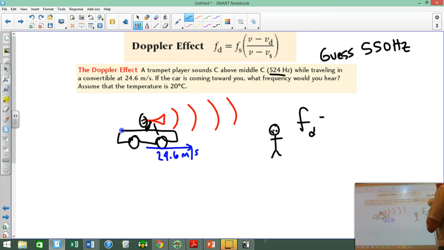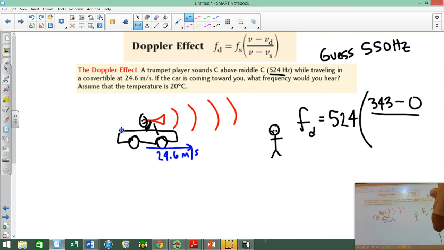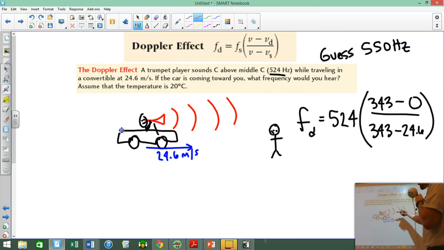The frequency that I detect is the frequency of the source, which is 524 hertz, times v, the velocity of sound, which is 343 meters per second, minus the velocity of the detector. I'm standing still, so I'm not moving. Again, 343 minus the velocity of the source, that thing's moving at 24.6. Now, what's important to note is that if I was moving towards it, this would be a negative velocity, so that would be 343 plus whatever my velocity is. It gets a little bit tricky when they both get moving. So I'm just going to run this through my calculator.